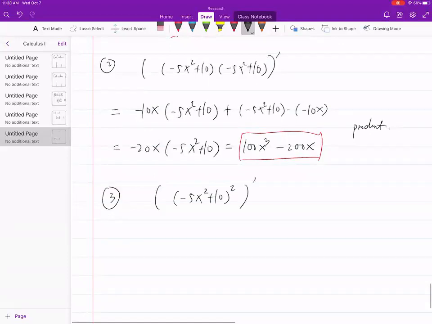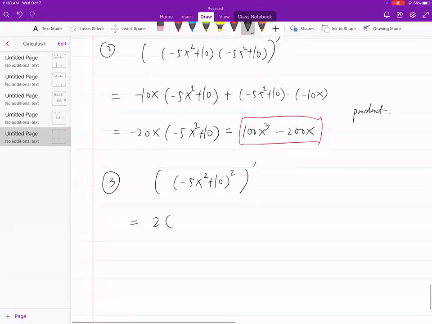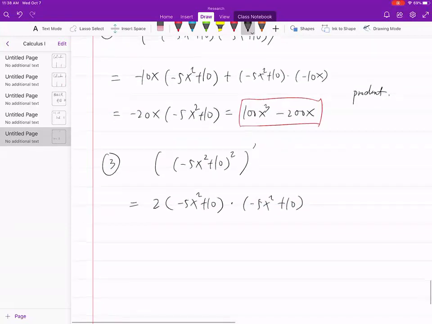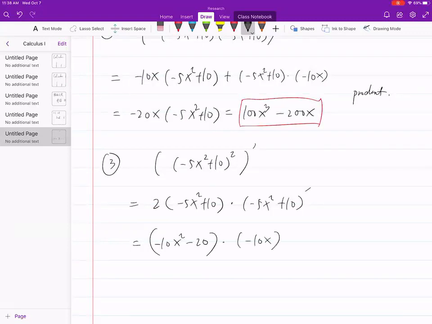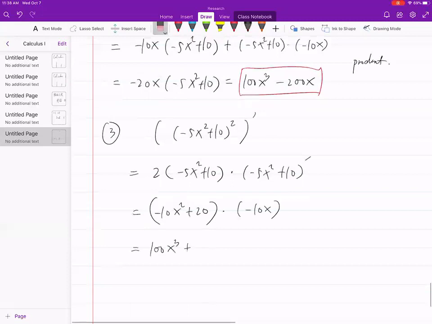Now we know we have a third way. What I see here is a function composition. I want to use the chain rule instead. First, I deal with x squared, which gives me 2x. Still okay? But then I need to actually multiply by the derivative of the inside according to the chain rule. Now I have negative 10x squared minus 20 times negative 10x, which is 100x cubed plus, something is wrong. What is wrong? This is a plus, so this is minus. This is done by chain rule.